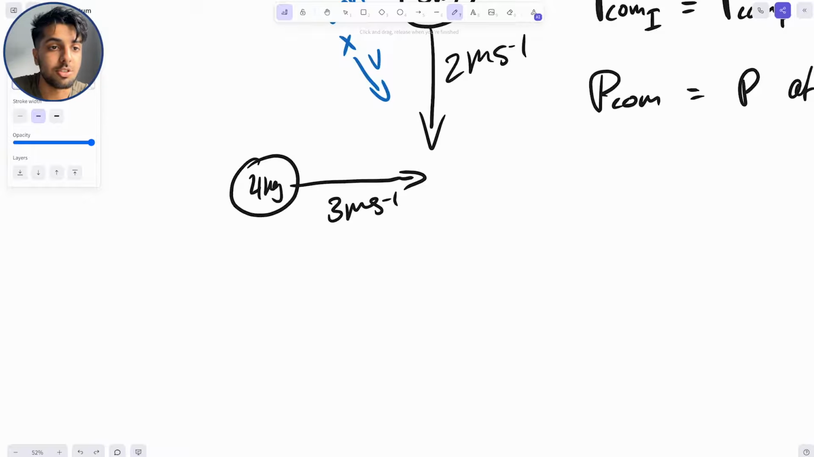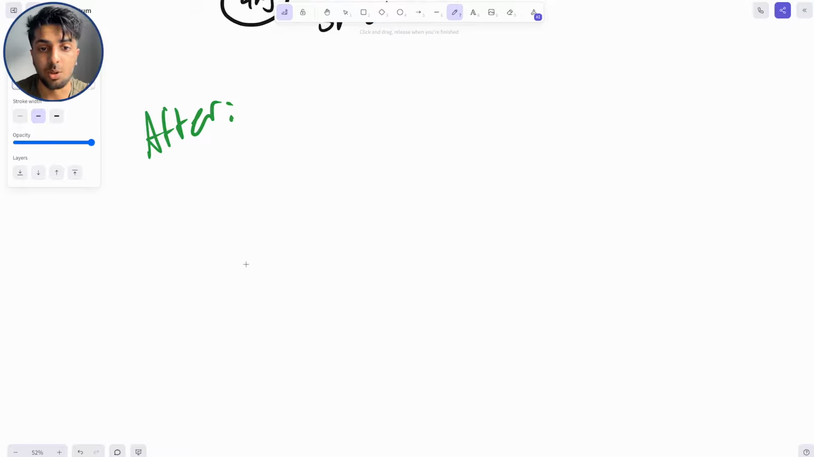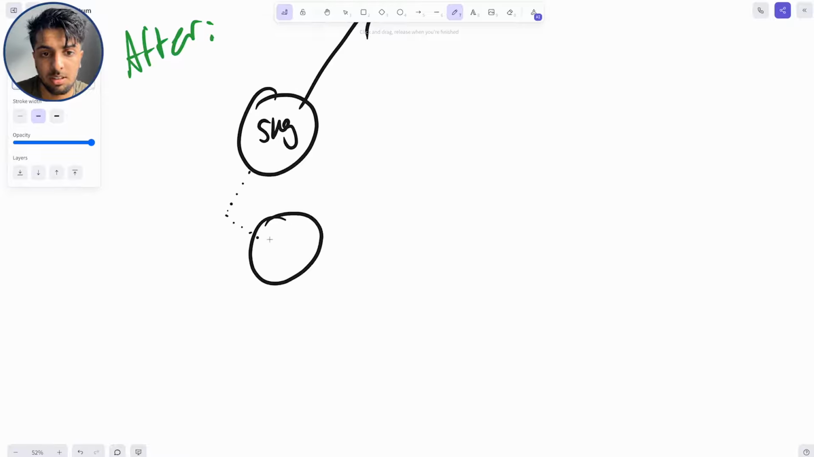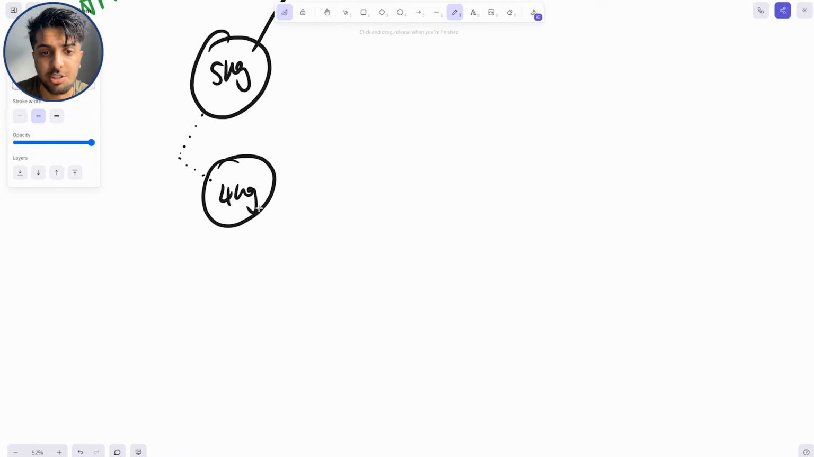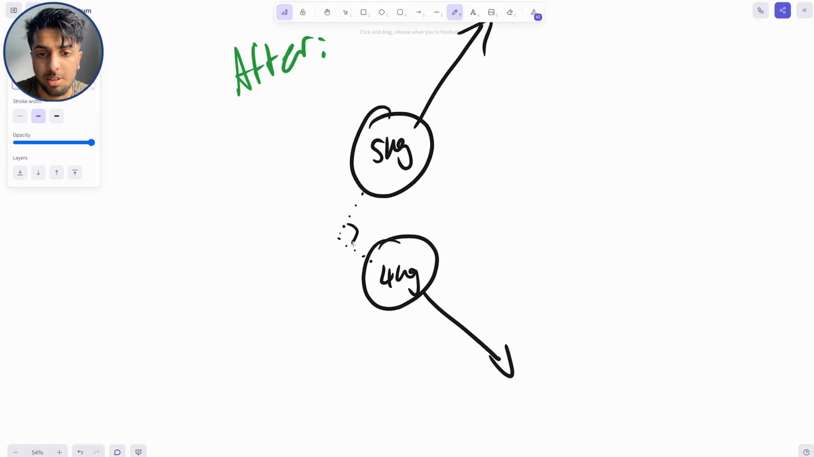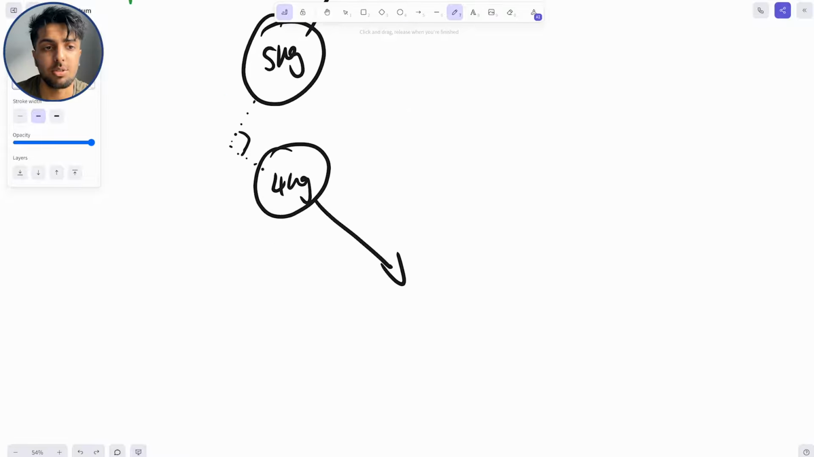Okay, so if we just draw up our after scenario, and then we can get right into this. So our after scenario, once they collide, we'll have the 5 kg mass going off this way, and the 4 kg mass going off this way. Right, and we have our right angle there. And let's say the 5 kg mass is moving at 1 meter per second. And for this question, let's say we're trying to find the velocity of the 4 kg mass afterwards.